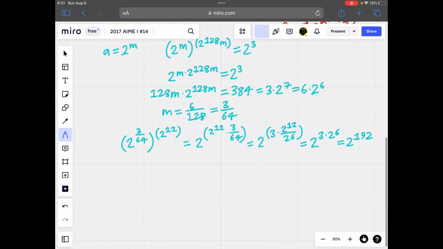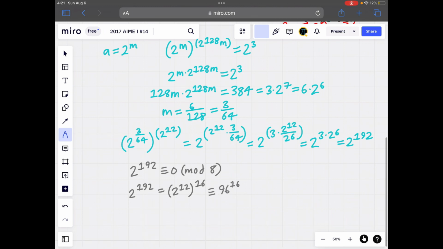In order to find the remainder when 2 to the 192 is divided by 1,000, we need to consider its remainders when it is divided by 8 and 125. So first, the remainder when 2 to the 192 is divided by 8 is obviously 0. So we can write 2 to the 192 is congruent to 0 mod 8. And for the remainder when 2 to the 192 is divided by 125, well, 2 to the 192 can be written as 2 to the 12th to the power of 16. And you know that 2 to the 12th is equal to 4096.